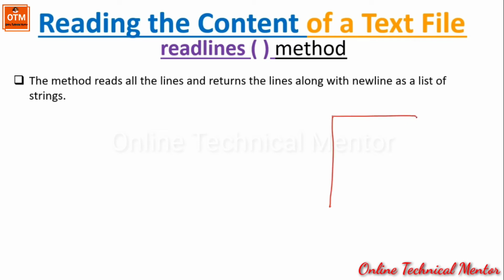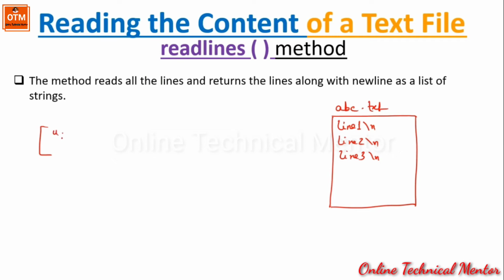Suppose this is a data file, say abc.txt, and it has line 1, line 2, line 3, and each line has a \n at its end. That means there is an enter after each line. When we extract or read the content of this data file by using readlines, it will create a list, and each line will become an individual element of this list. That means it will look like this.